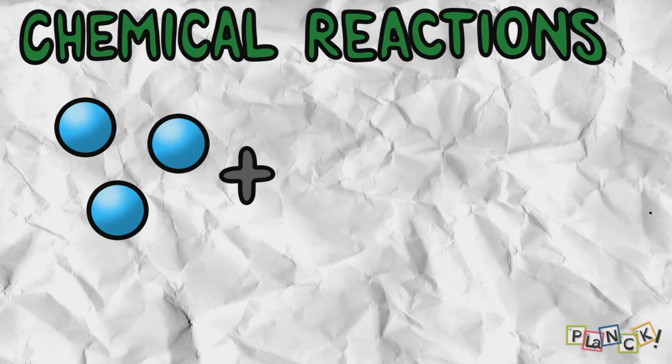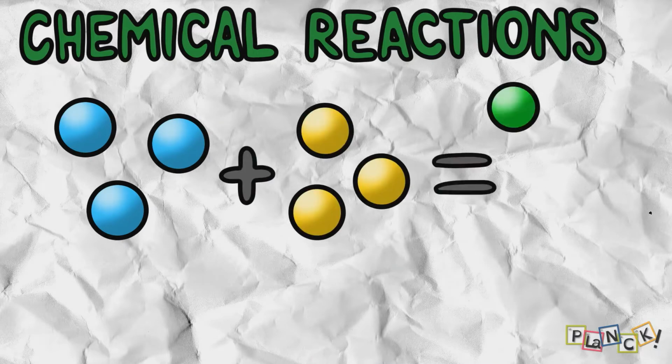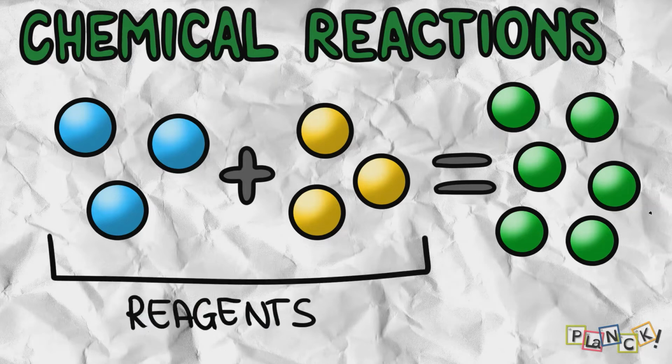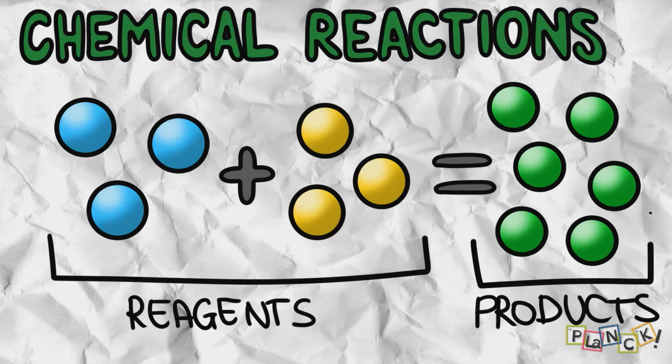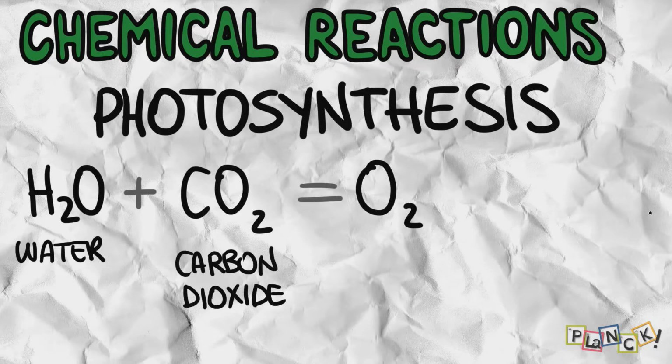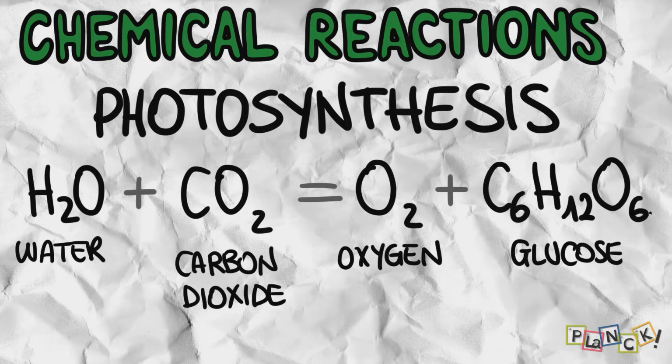When two or more molecules interact and turn into different ones, a chemical reaction is happening. The starting molecules are called reagents, and the final ones are called products. However, in a chemical reaction, atoms cannot appear or disappear. They can only move from a molecule to another. An example of chemical reaction is photosynthesis, where water and carbon dioxide turn into glucose and oxygen.